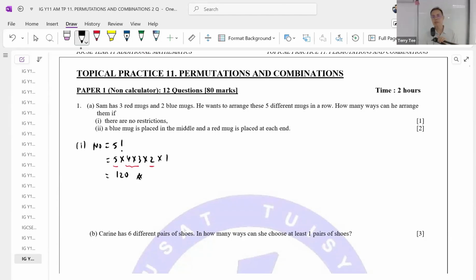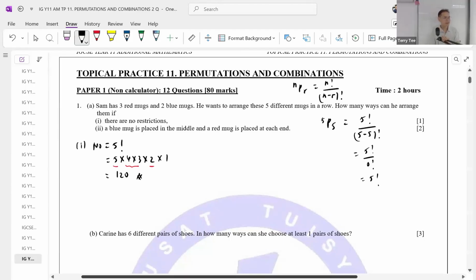5P5 is okay, but the problem with 5P5, guys, is you need to know the formula. nPr is given by n factorial over (n minus r) factorial. So if you want to use 5P5, it's 5 factorial over (5 minus 5) factorial, which is 0 factorial. And 0 factorial is 1. So you end up getting 5 factorial, which is basically 5 times 4 times 3 times 2 times 1. All of these, like I say, you can count mentally. I'm not doing 20 factorial or 10 factorial, just 5 factorial only.